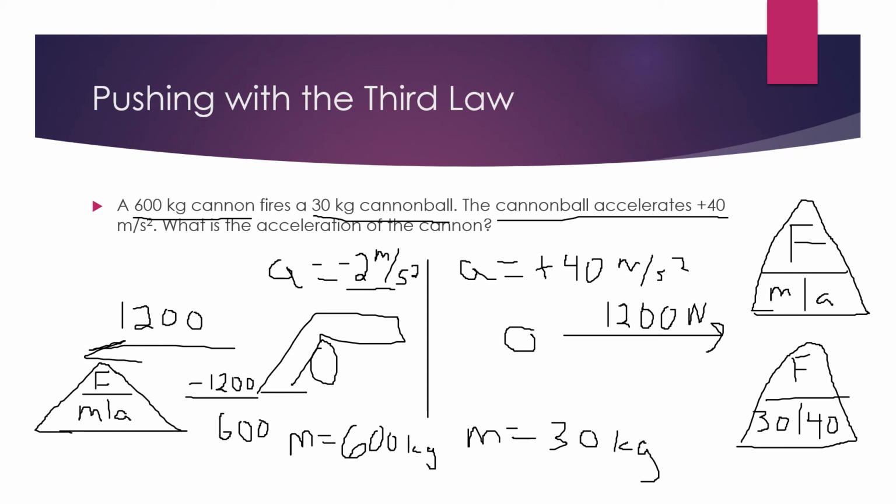That's it. That is all you have to do. Again, the object with more mass has less acceleration. The object with less mass has more acceleration. It's just a way of thinking about it. The acceleration here is negative. The acceleration here is positive, because the cannon goes left and the cannonball goes right. Let's do one more problem together.